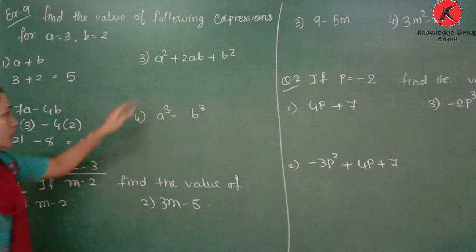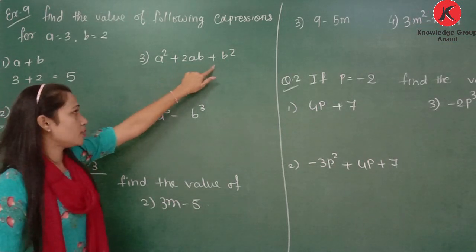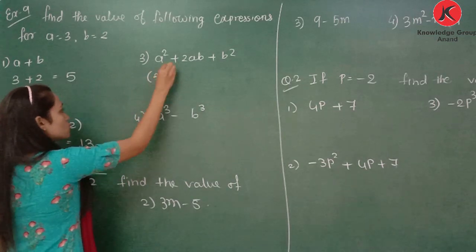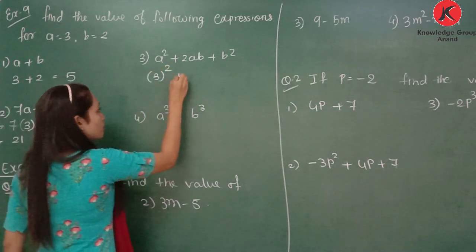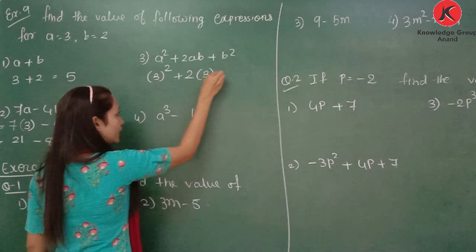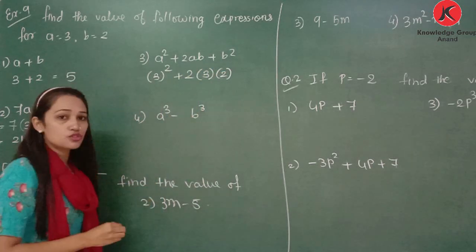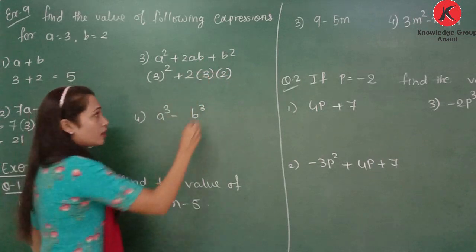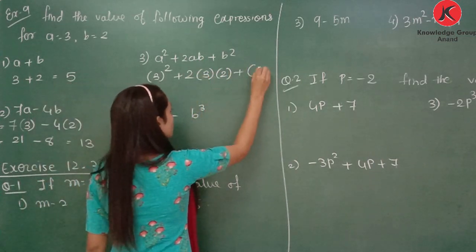Now next one, A square plus 2AB plus B square. So here value of A is 3. So we write 3 square plus 2, 3. Value of B is 2. So instead of A we write 3. Instead of B we write 2. And next it is B square. So it is 2 square.